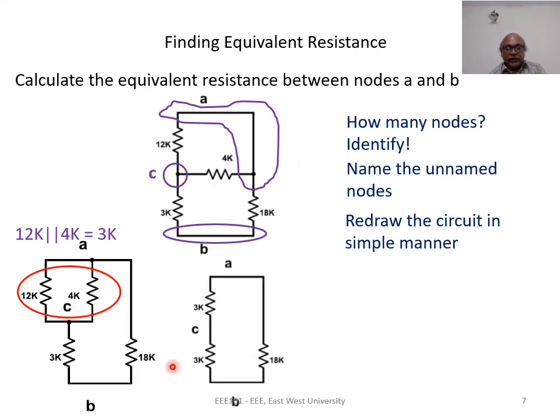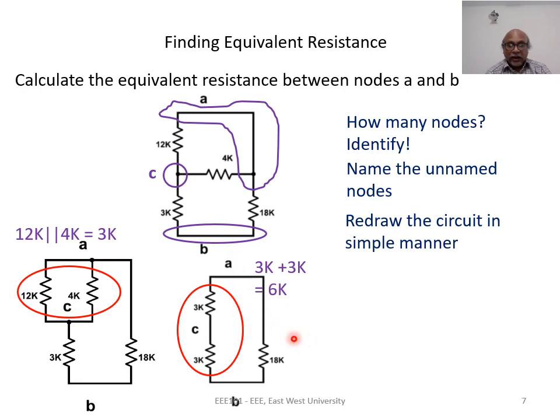So the circuit is simplified in this manner. Instead of four resistances, now we have three resistances. Again, if we look at this, we see that this 3K and 3K are connected in series. At node C, these are the only two circuit elements. So these two are in series, and we can combine them as 6K.